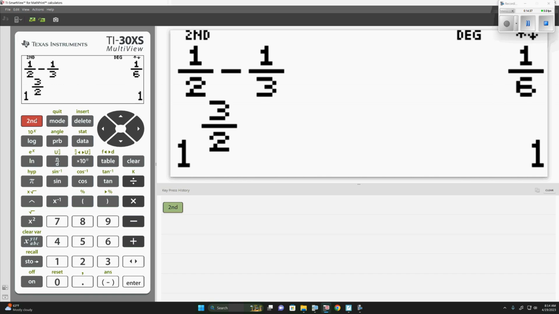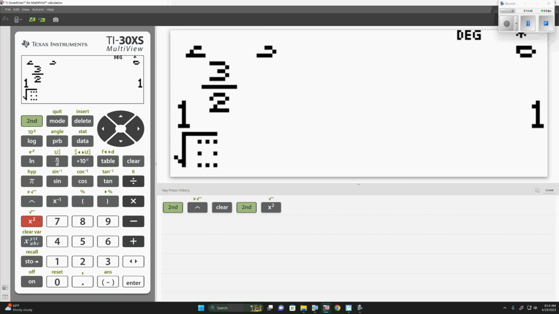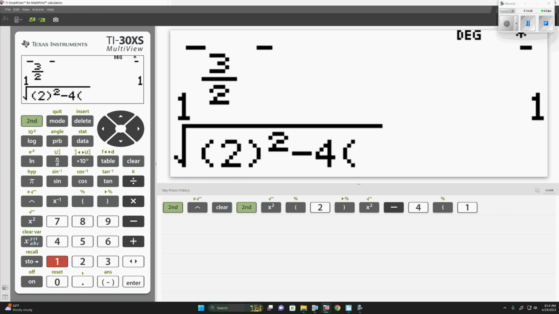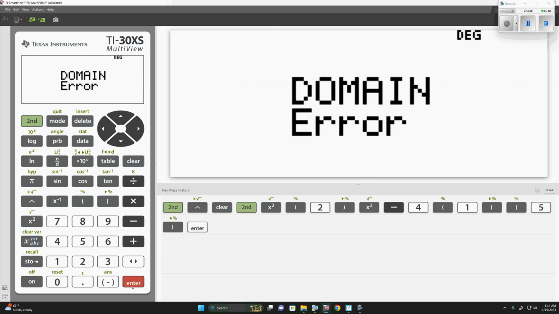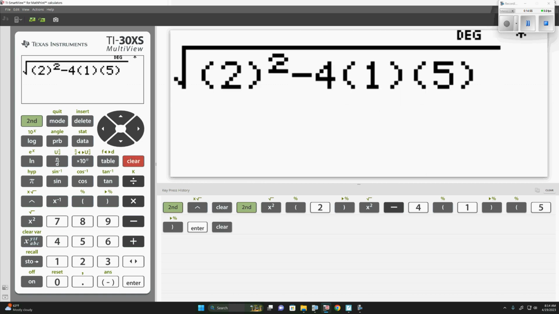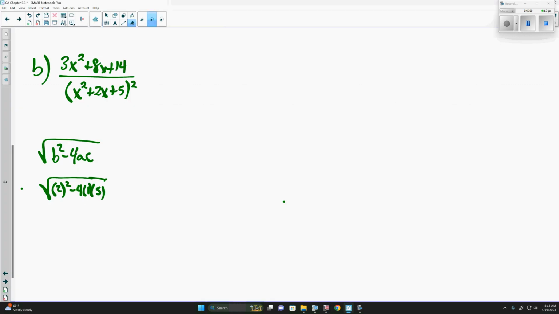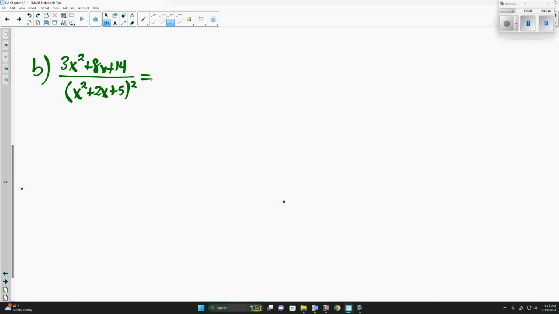We can go second square root of 2 squared minus 4 times 1 times 5. Enter. Tells us it's domain error. It's just telling us that the number inside the radical is negative, and the calculator will not take the square root of a negative. Or, in other words, x squared plus 2x plus 5 is not factorable. So what that means for us is that we can go on and set up our fractions.